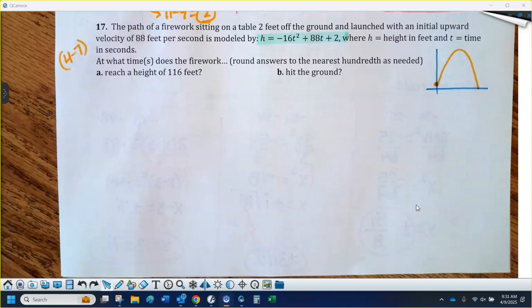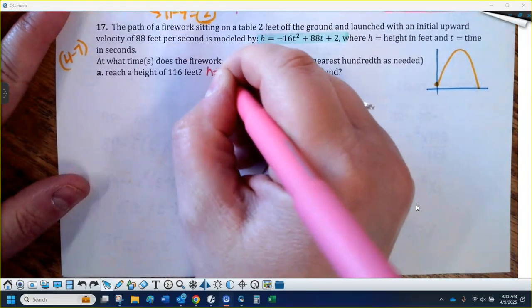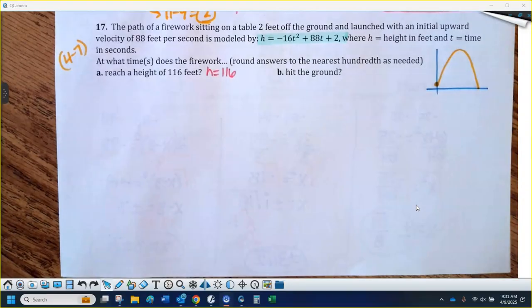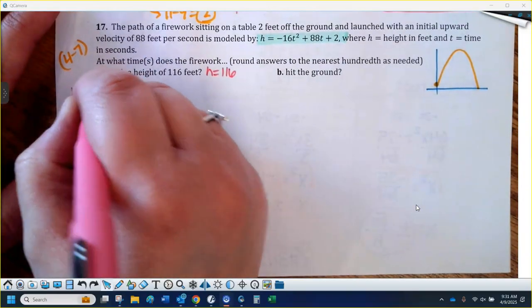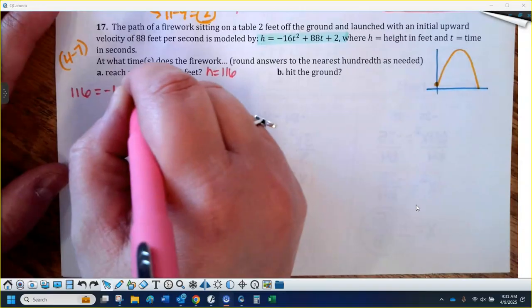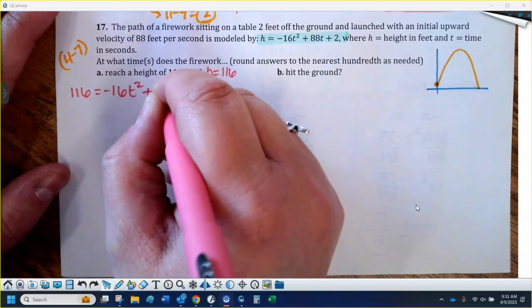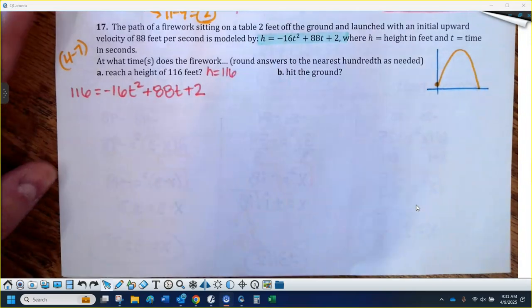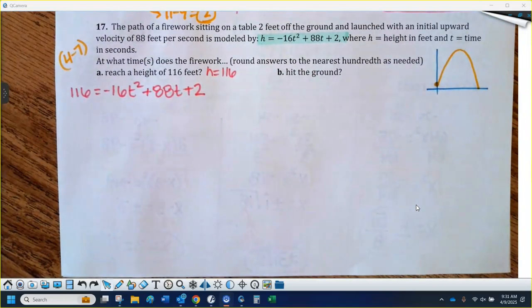Now, somewhere on the way, it says, when is it going to reach a height of 116 feet? So I'm going to substitute in the height, which is the 116, for the h in that formula. So it would just be 116 equals -16t squared plus 88t plus 2. If I have to solve this, I'm trying to figure out what these times are. The best way to do this, I would recommend, is the quadratic formula.